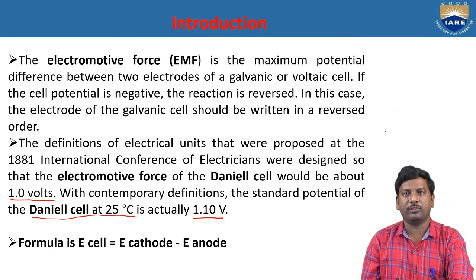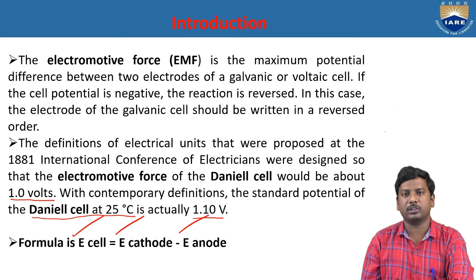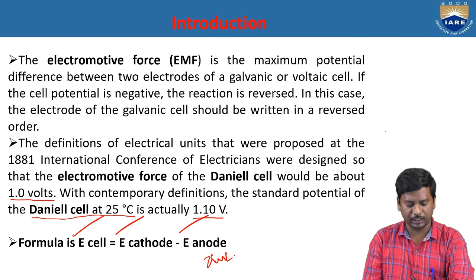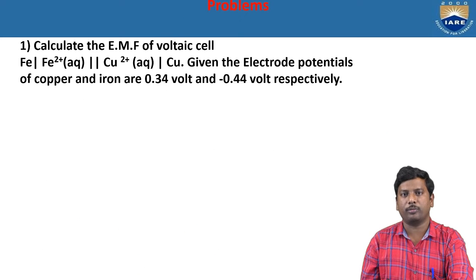Now the formula for determination of the EMF of a voltaic cell or Daniell cell is E cell equals the potential at cathode minus the potential at anode. Already discussed, in a galvanic cell the anode is the zinc electrode and the cathode is the copper electrode. Always at the anode, oxidation takes place, and always at the cathode, reduction takes place. The anode is present on the left side and the cathode on the right side. Now let us see the model problem.